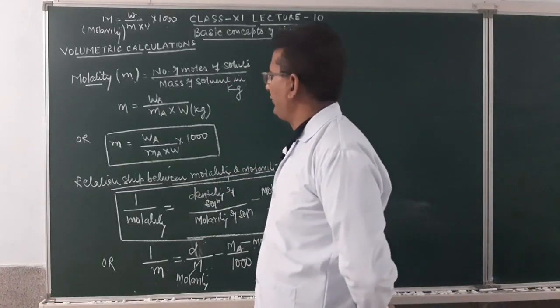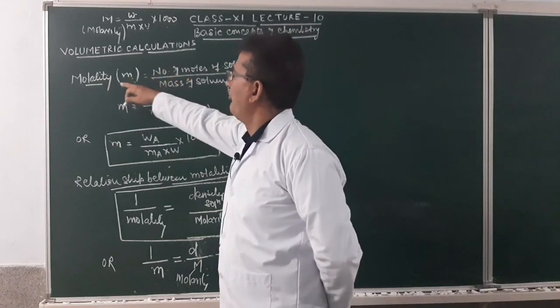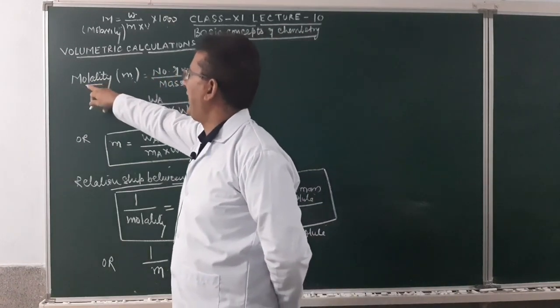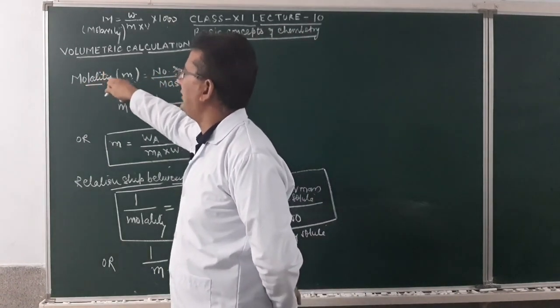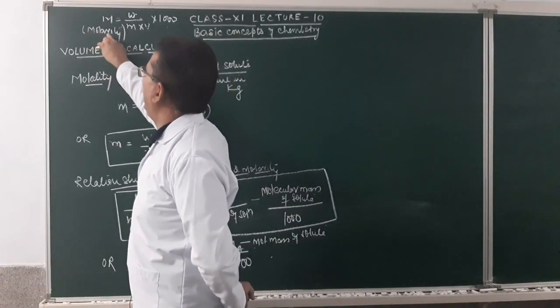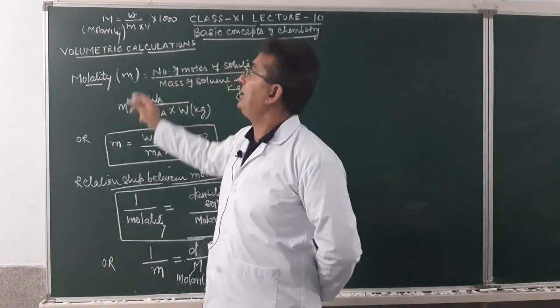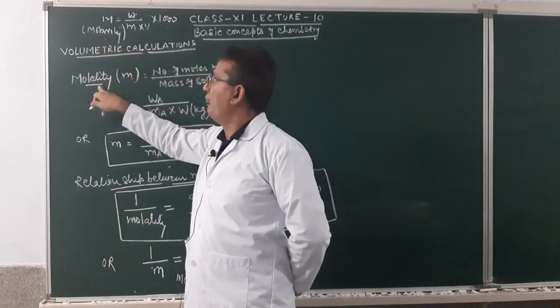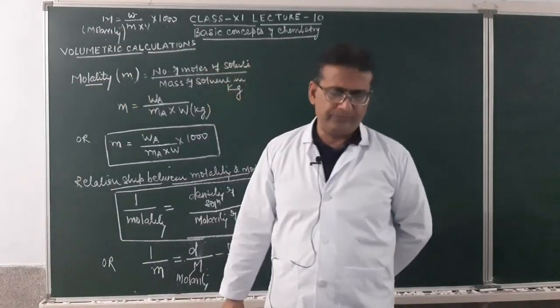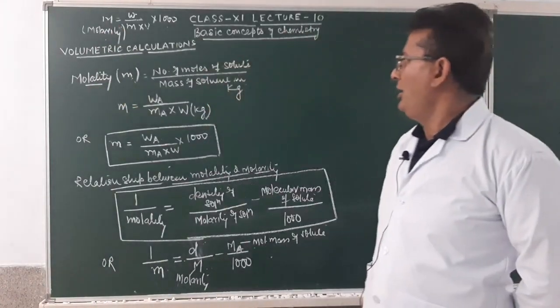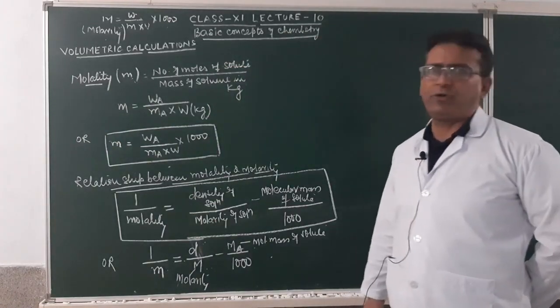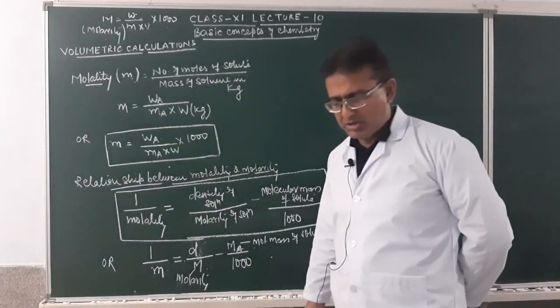First is the molarity of the solution and second was the molality. Spell it out, M-O-L-A-L-I-T-Y. This was M-O-L-A-R-I-T-Y. Molarity is represented by capital M. Molality is represented by small m. Am I clear? So, the two ways of expression of a concentration of a solution we have done.